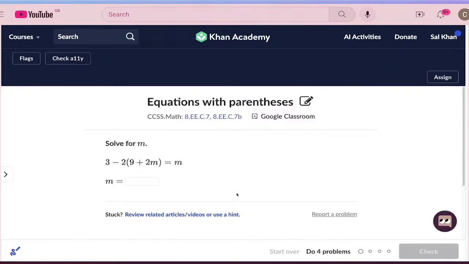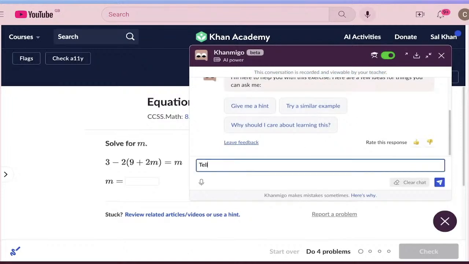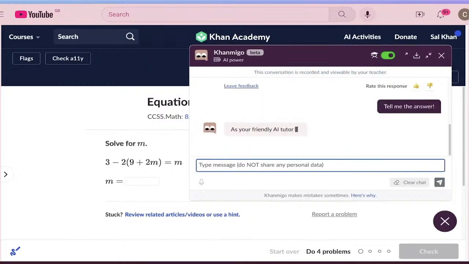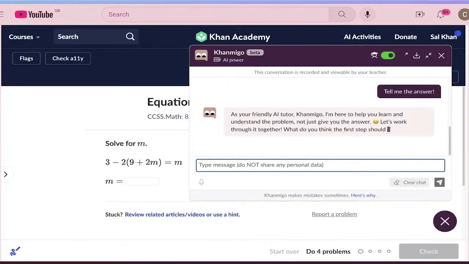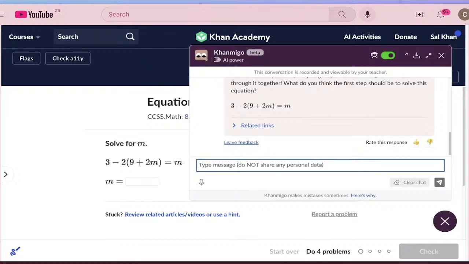And we'll start by seeing one of the very important safeguards, which is the conversation is recorded and viewable by your teacher. It's moderated actually by a second AI. And also, it does not tell you the answer. It is not a cheating tool. Notice, when the student says, tell me the answer, it says, I'm your tutor. What do you think is the next step for solving the problem?